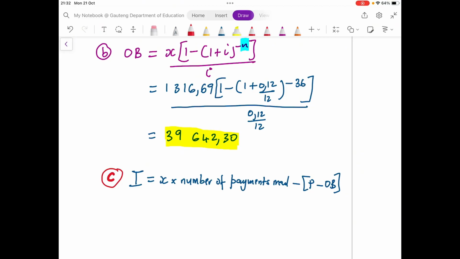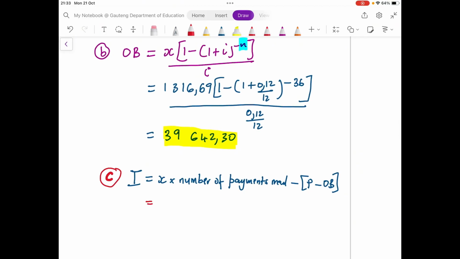Now, we calculated our X as 1,316.69 times, after 1 year, how many payments have been made? It is only 12 payments that have been made. And then minus, what is the loan amount? The loan amount is 50,000. And then minus, what is the outstanding balance after 1 year? We calculated our outstanding balance as 39,642.30.